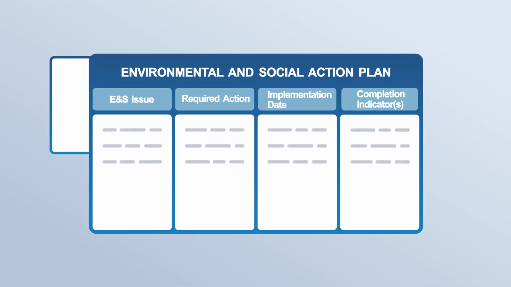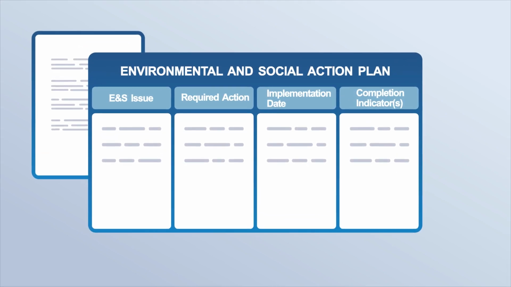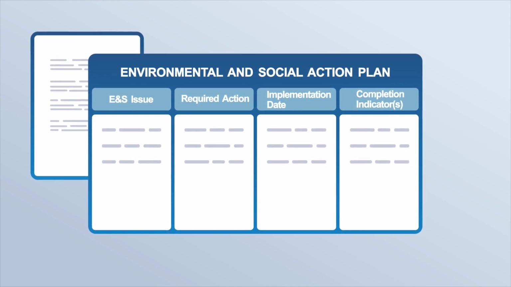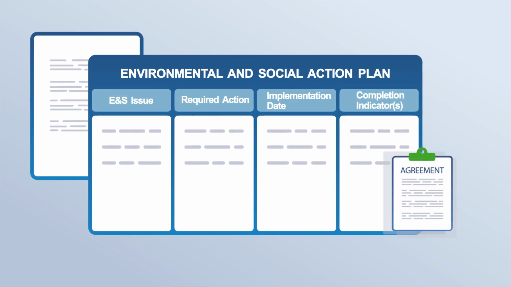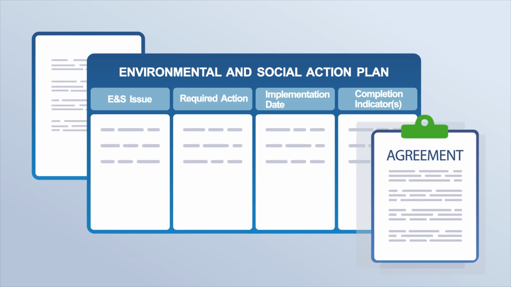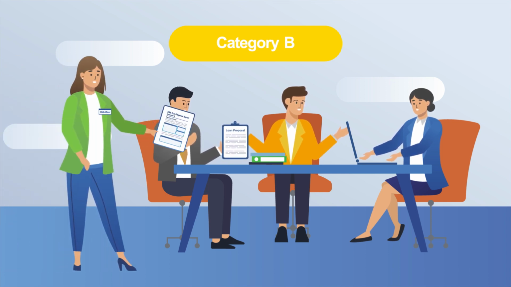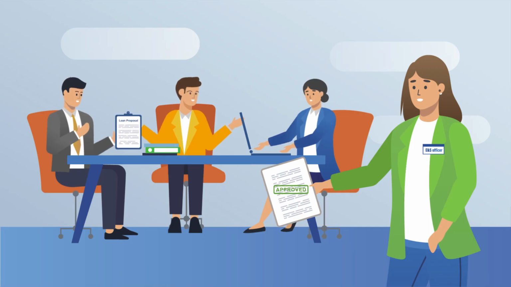Following the site visit, the E&S officer includes mitigation measures to address any identified gaps in an E&S action plan, which the borrower should follow as part of the loan agreement. The E&S officer prepares the E&S due diligence report and submits it to the credit committee for approval. Following loan approval, the E&S officer should monitor the project on an annual basis.